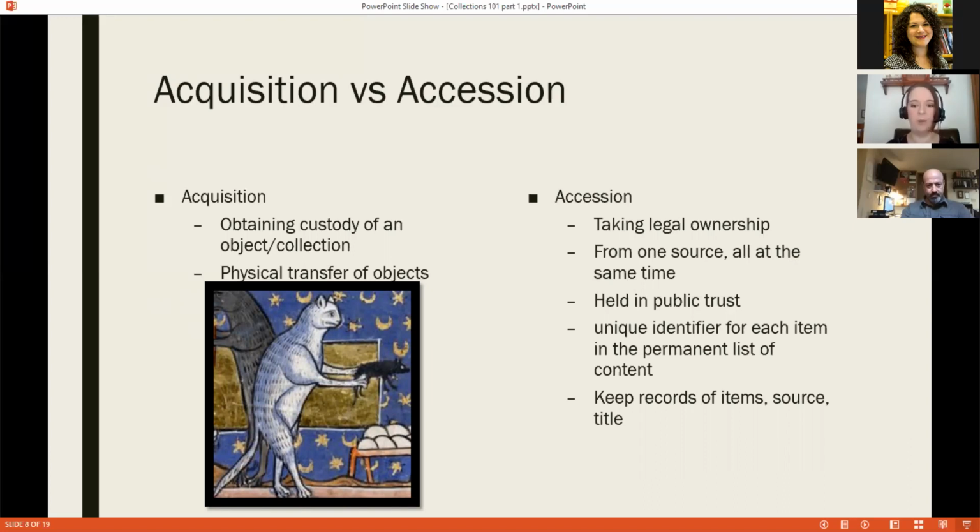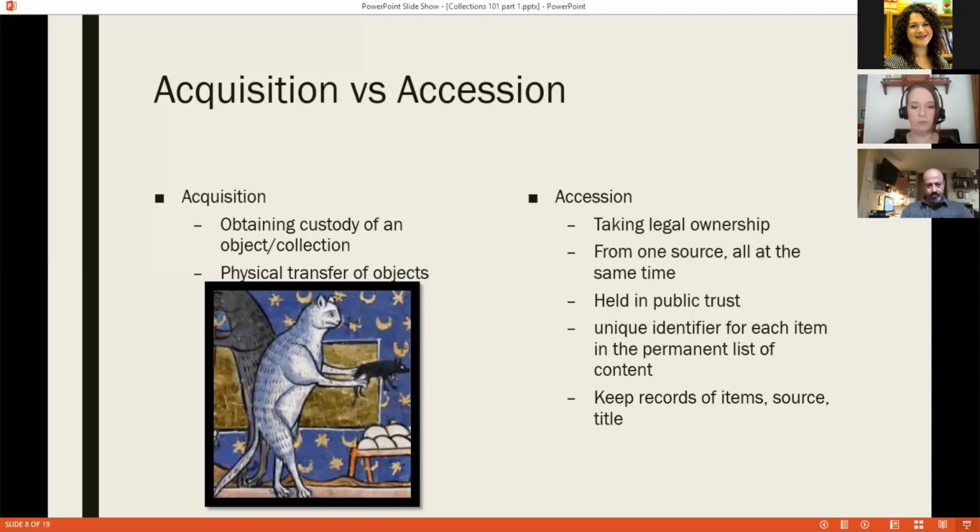Usually when an accession happens, each item is given a unique identifier so that you can find it at any time and know specifically what it is amongst all the other items, some of which may be similar to each other. And you keep record of these accessioned items. You'll have a long Rolodex of everything in the collection, hopefully. And I included this picture of a cat acquiring a mouse. He has not accessioned the mouse, but he has it in his possession.